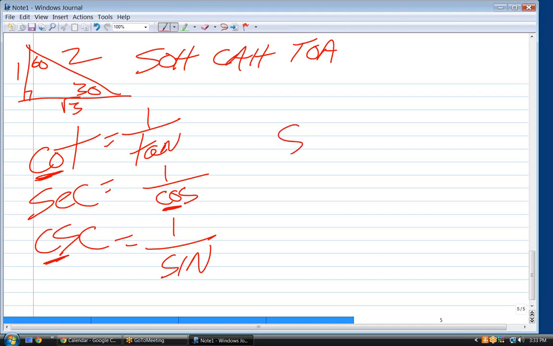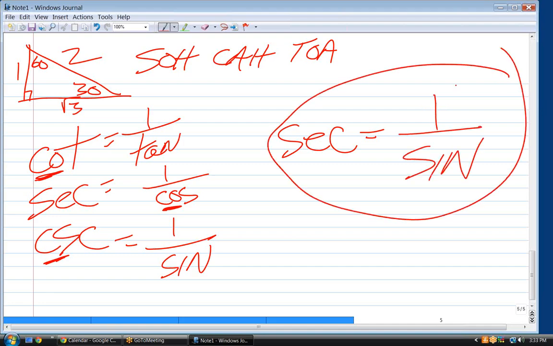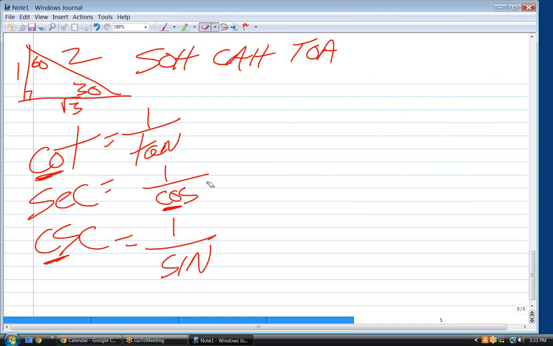So if you make a mistake and get secant with sine, you've done it wrong. There is no co anywhere there. So that's not right. Once you put cotangent with tangent, then the other two are defined by the fact that there has to be a co in there. So that helps you memorize the reciprocal relationships.